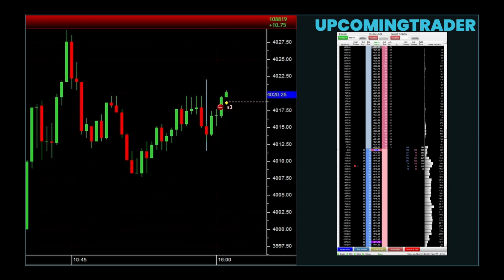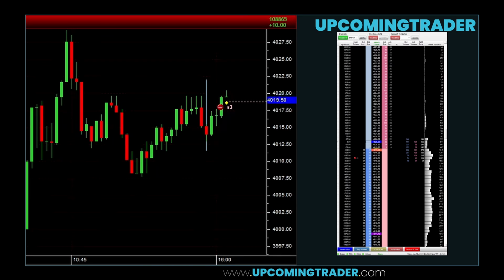Let us go over some practical tips for using TPO charts in RTrader Pro. One tip is to always monitor the initial balance. The first hour of trading is crucial. If the price stays within the initial balance, it suggests the market is consolidating. If it breaks out, it could be a sign of a trend day.